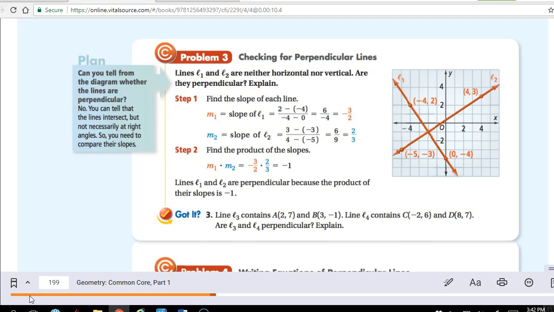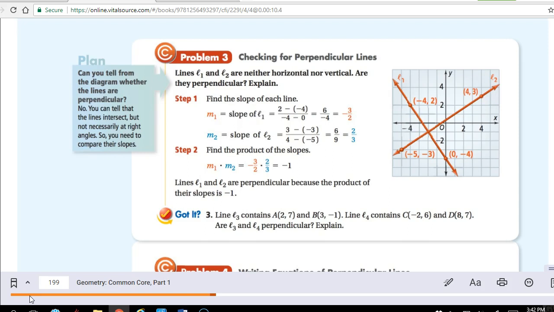Now remember, the definition of perpendicular is that the two lines are perpendicular to each other. That means they form a right angle. Now at first glance, these look like they are perpendicular. They do look like they meet at a right angle right here. But to make absolutely sure, we need to check their slopes.